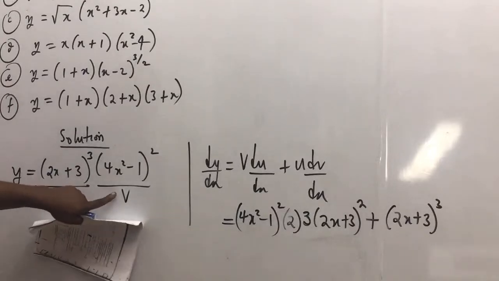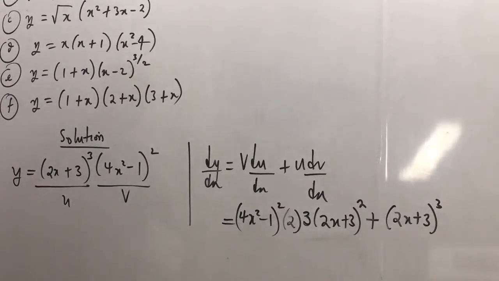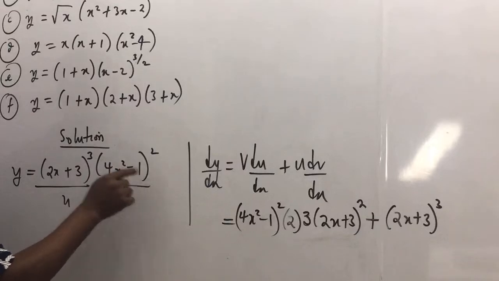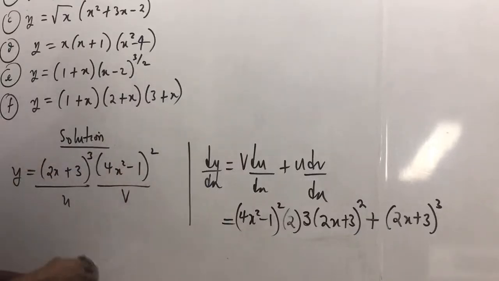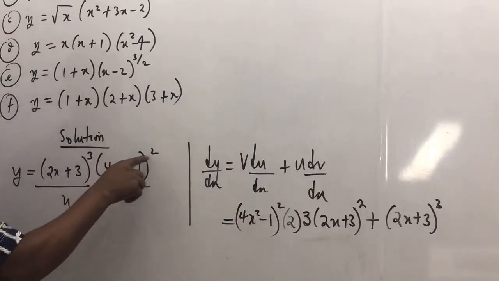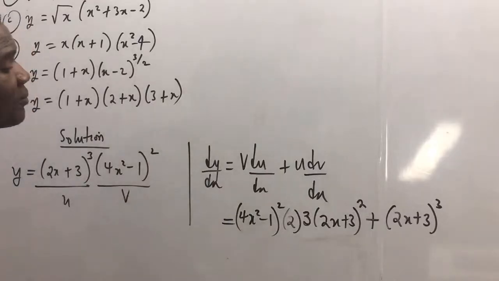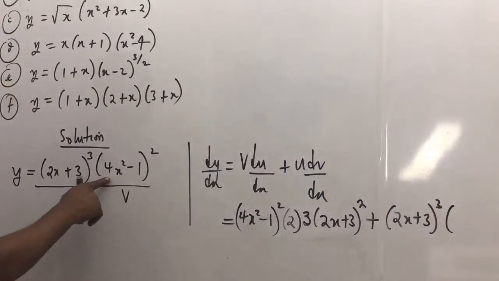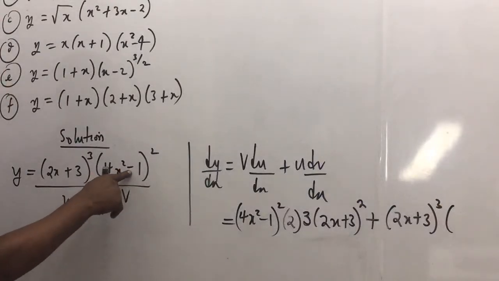Please take note, differentiating v is the same as differentiating a function of a function. Meaning that you have 4x squared minus 1 as a function embedded in another function, everything raised to the power 2. So to differentiate that function, first of all differentiate the inner function. What is the inner function? It is 4x squared minus 1.